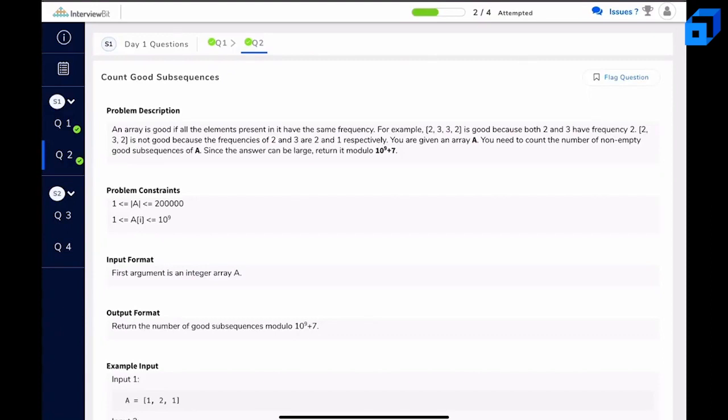Since the answer can be large, you need to return it modulo 10 raised to 9 plus 7. The length of A will be around 2 into 10 to the power 5, and the value of A[i] will be between 1 and 10 to the power 9. So we need to find it modulo 10 raised to 9 plus 7.